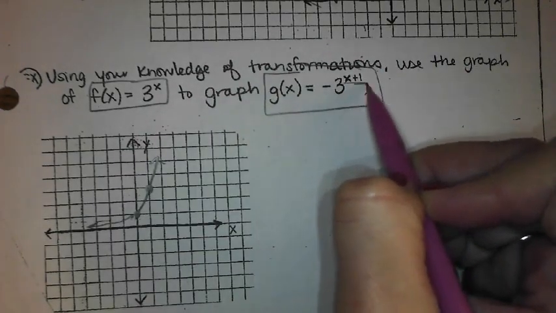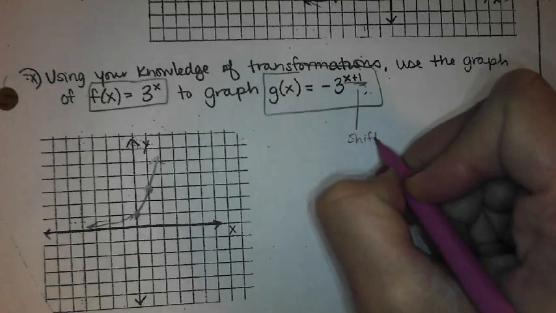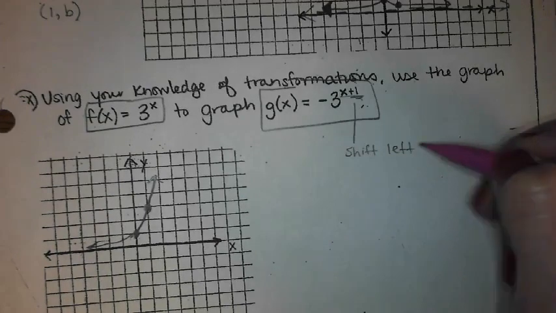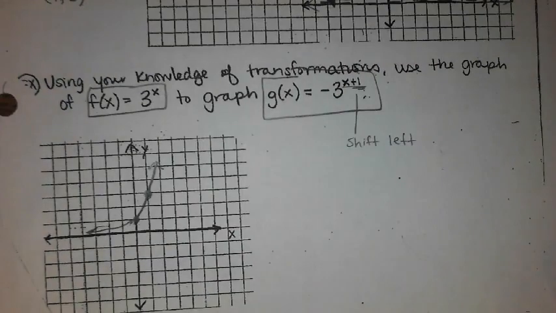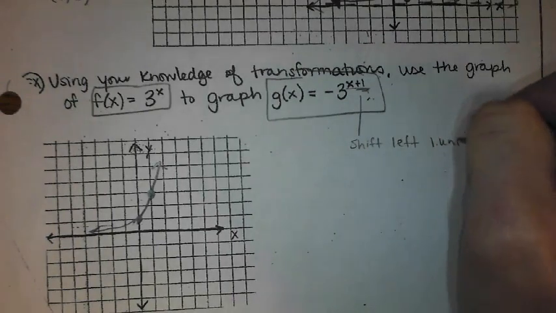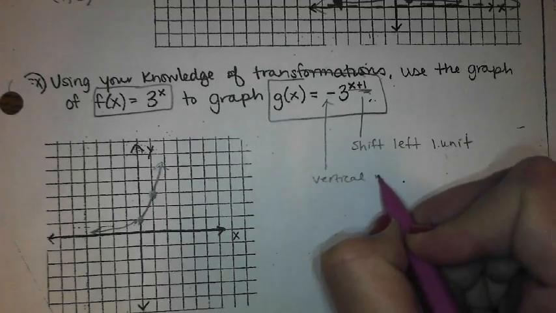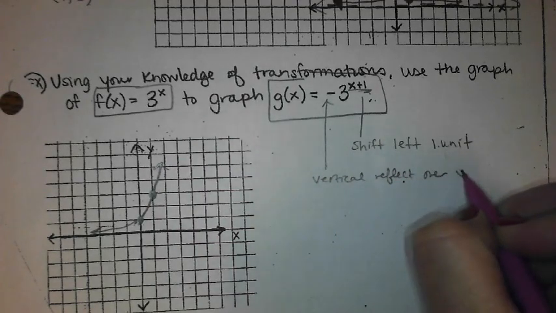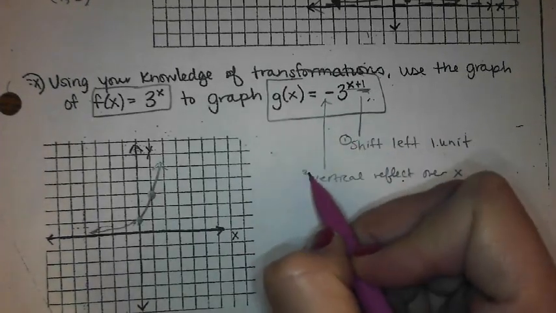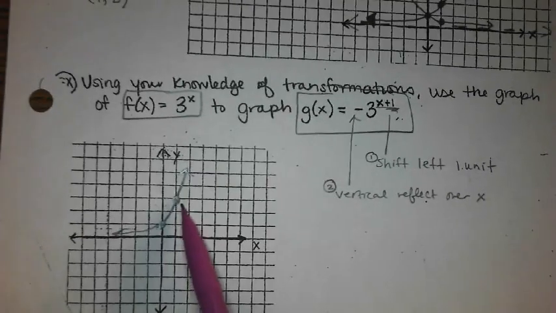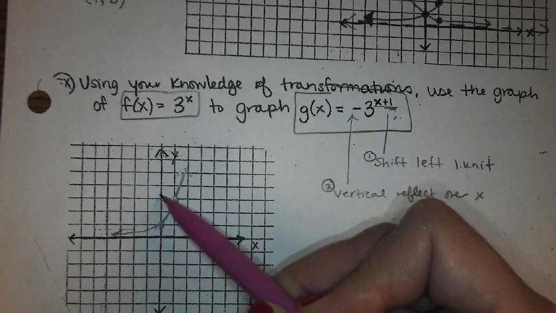+1, which does what to the graph? Shift left. You don't need to say horizontally because left is a little redundant. Left is more specific about horizontal. And 1 unit. And then what does this do? Vertical reflect over x. So this shift happens first, and the vertical reflection happens second. So point by point, just taking our critical points, we're going to shift each one left 1 unit, and then flip them. So starting with this one, left 1 unit, and then it's flipped over the x-axis.